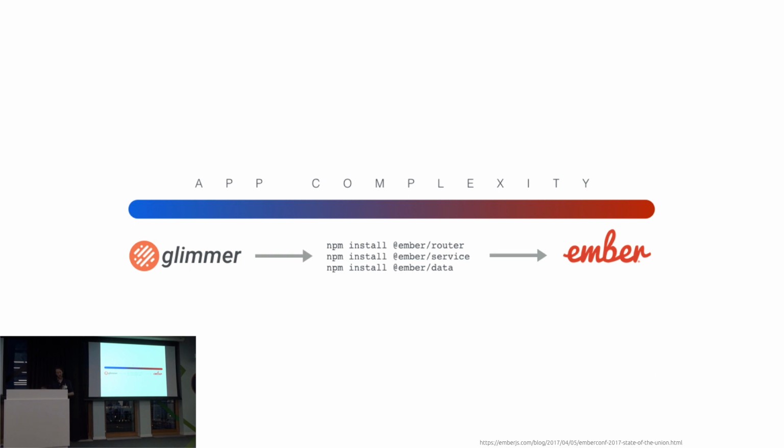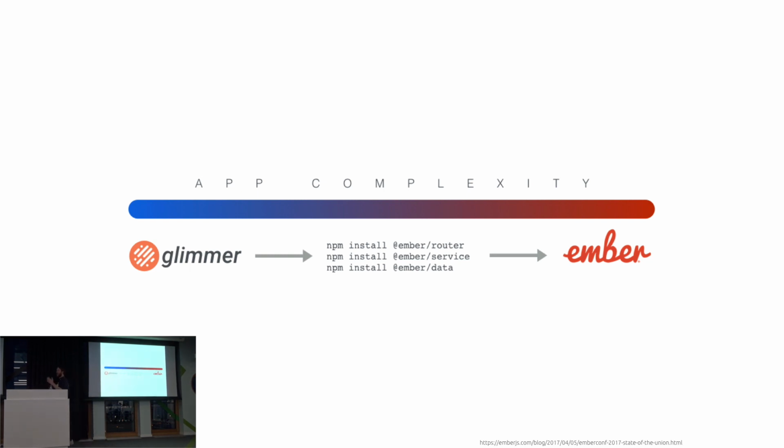So the idea behind this is you start out very simple and small with just Glimmer.js, and as your project evolves and gets more complex and gets bigger, and you start to need more things that a framework could provide you, then you would just install your way up to full Ember by, for example, first installing a router, then installing a service, and then installing a data layer.